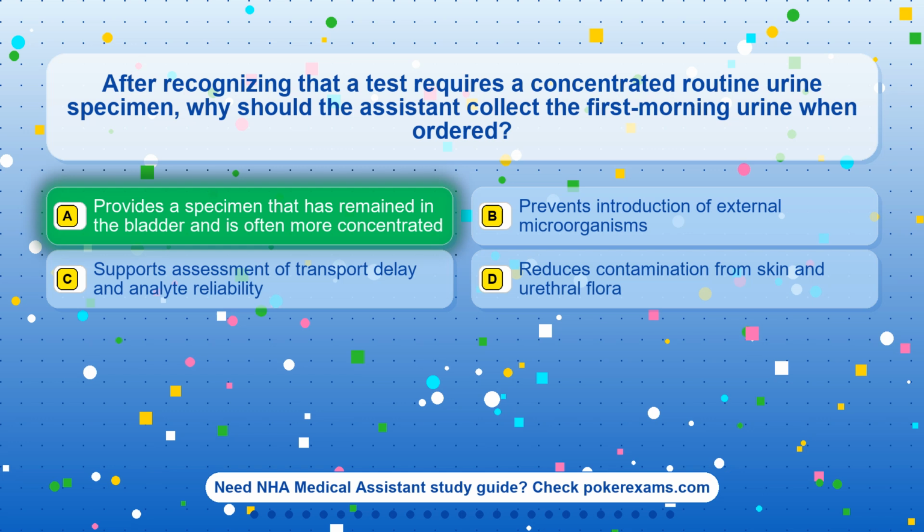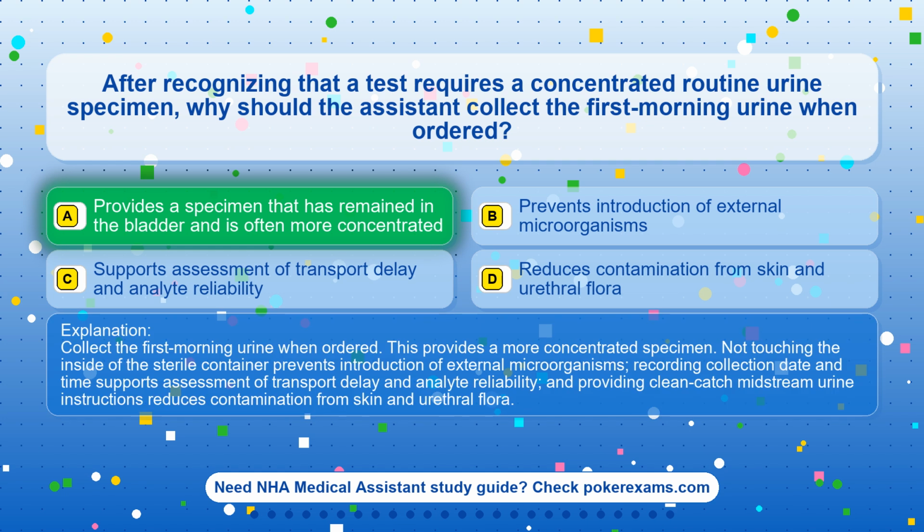The correct answer is option A, provides a specimen that has remained in the bladder and is often more concentrated. Collect the first morning urine when ordered. This provides a more concentrated specimen. Not touching the inside of the sterile container prevents introduction of external microorganisms. Recording collection date and time supports assessment of transport delay and analyte reliability. And providing clean-catch midstream urine instructions reduces contamination from skin and urethral flora.